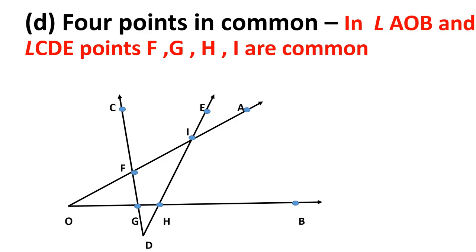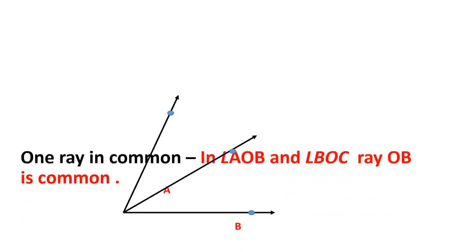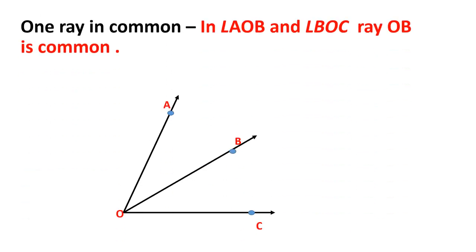And the last is one ray in common. Now see, angle AOB, this is the one angle. Hide with your hand OC ray. Angle AOB is one angle. Now see BOC. BOC is the another angle. Now hide with your hand OA ray. So what you have found? That which ray is common? OB is common in both. OB is common in AOB also and BOC also.